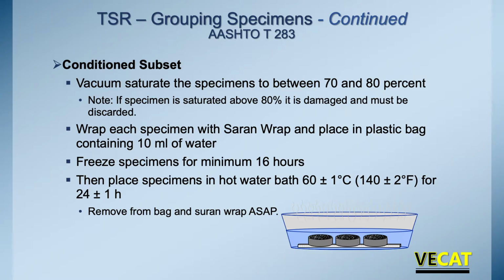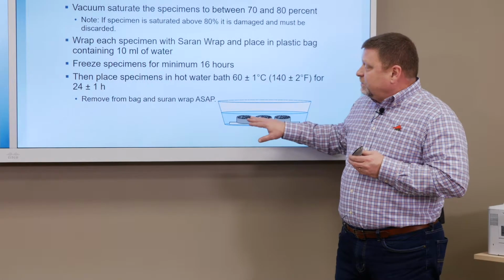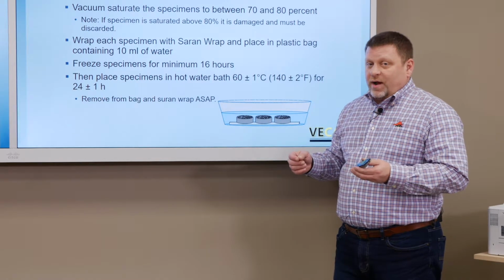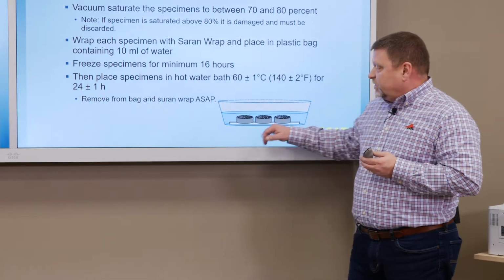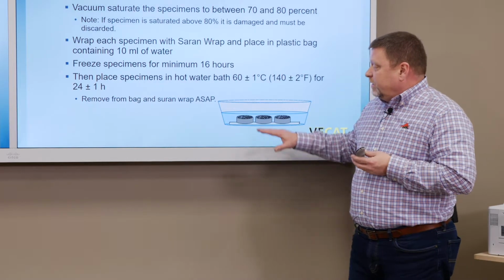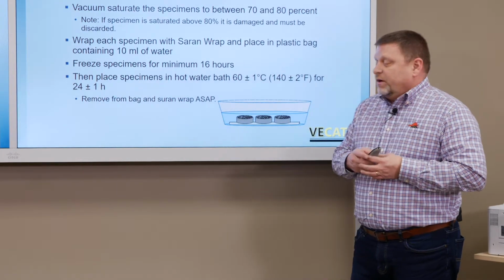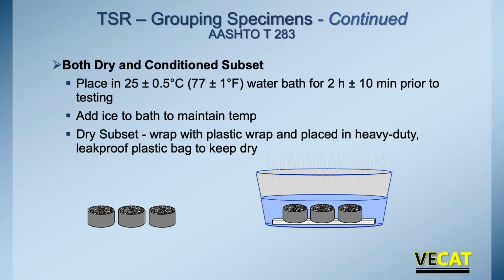After they come out of the freezer, they've been frozen for 16 hours, they're placed in a hot water bath, which is 60 C or 140 degrees Fahrenheit, for 24 plus or minus 1 hour. Now, remember these samples were wrapped in saran wrap and in a bag. When we place them in this hot water bath, we remove the bag and we remove the saran wrap. So these specimens, as you see in this image here, do not have any wrapping on them. They're just sitting in the water bath at 140 degrees for 24 plus or minus 1 hour.